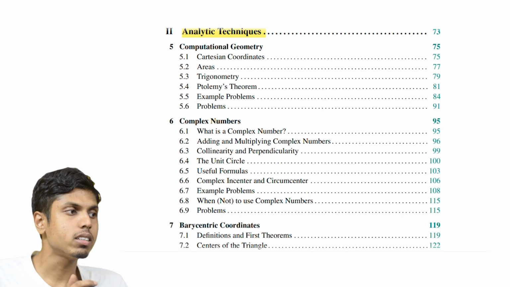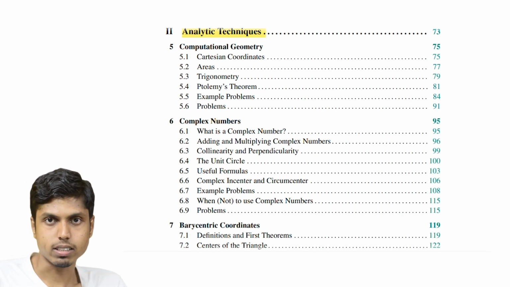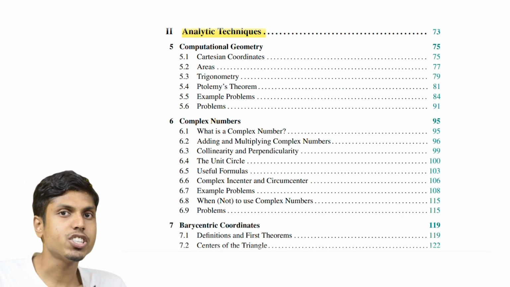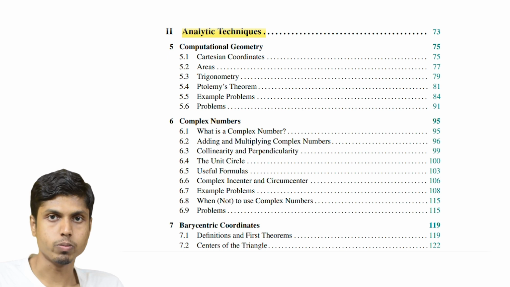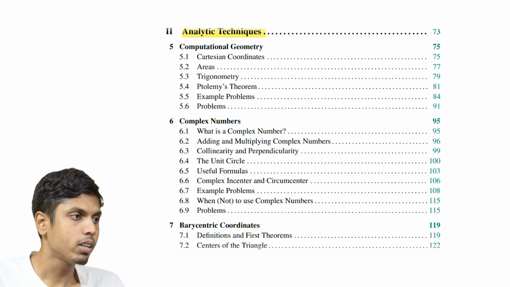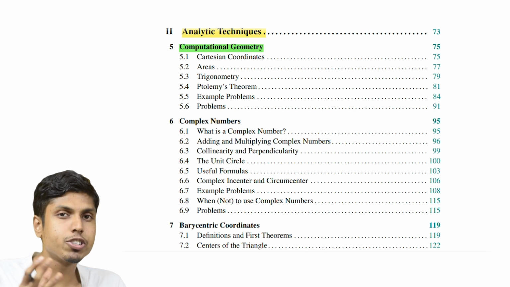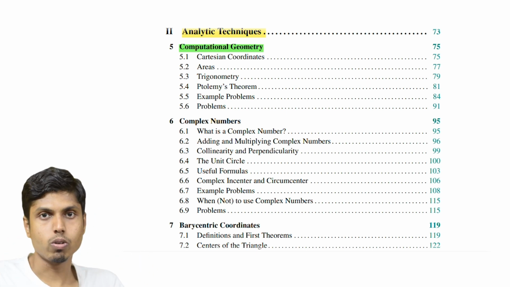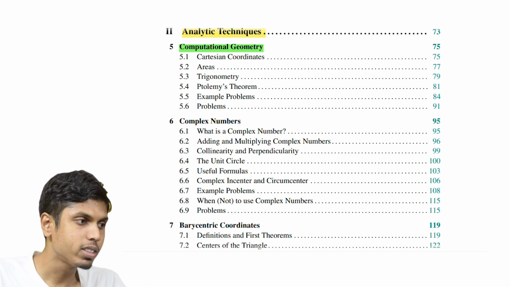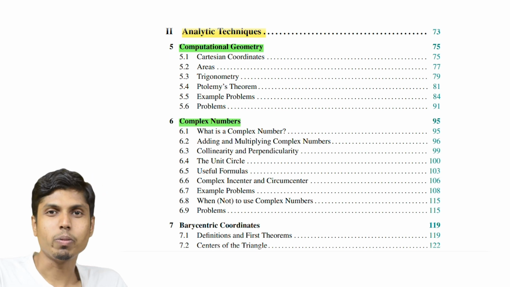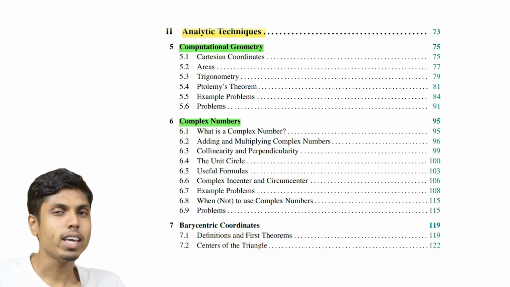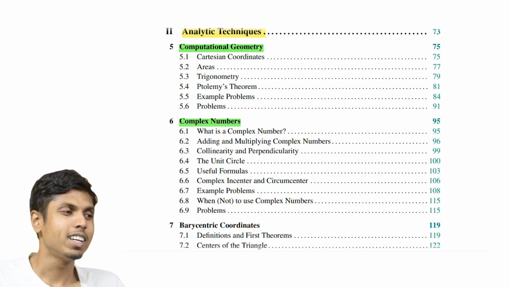As the second section, we have analytical techniques, which are the bashing techniques to solve geometry problems. For example, we have computational geometry, which involves trigonometry to solve a particular problem. And complex numbers is an amazing topic. You might be baffled why complex numbers are present in a book for geometry, right?